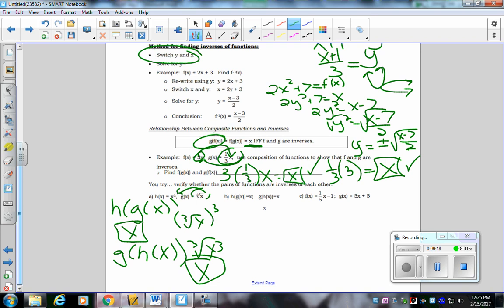In my next example, it says h of g of x equals x and g of h of x equals x. So it's just telling me, hey, if you did the compositions, you got x. So what does that mean? All right, they are inverses. All right, we should have said yes over here as well. Sorry.